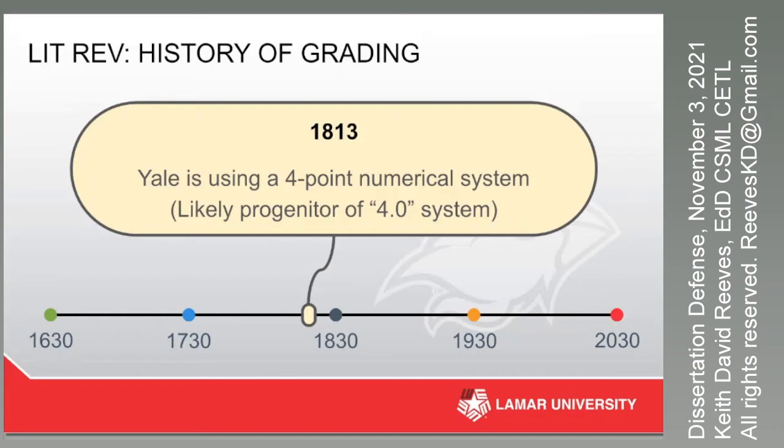By 1813, Yale had begun to use a four-number system in lieu of the Latin PLDs, which is believed to be the progenitor of today's 4.0 GPA system. Note, 178 years passed, during which we showed King George a little something, and now, only now, introduced number grades.